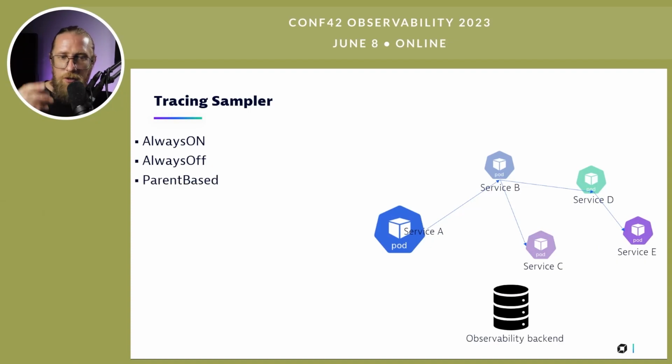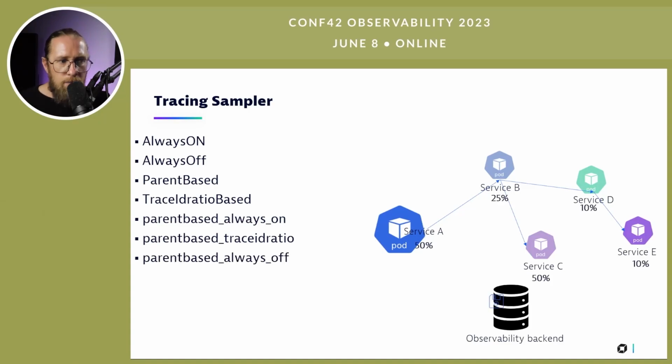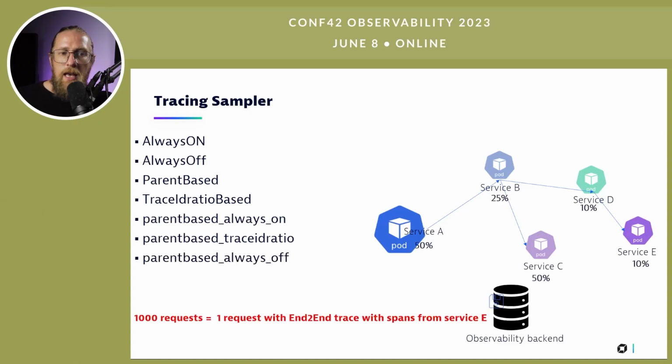Parent based is perfect when you're a dependency, like service B, for example, in the slides, where I will define that only the trace, only the information from service B involved in a global transaction will be sent to the backend. Then you have trace ID based ratio, where you define basically a ratio, how much percentage, say 20%, 10% of my data will be sent to the observability backend. And then you have combinations of both, so parent based always on, parent based trace ID ratio, parent based always off, and so on.